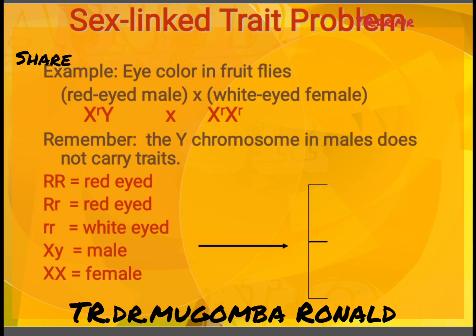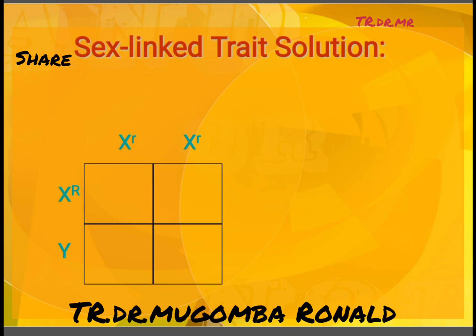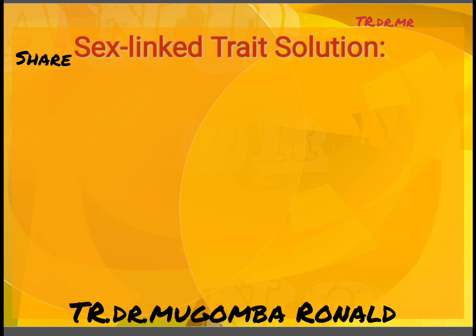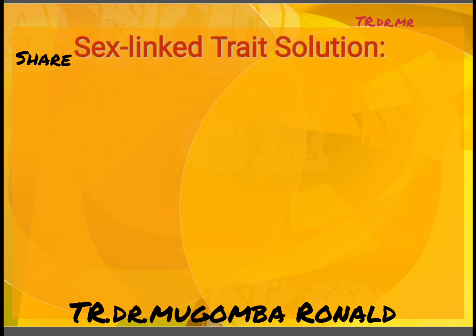Okay, there we are. So we can go ahead and see this cross here where we have a red-eyed male and a white-eyed female. There was an error, but now this is correct. Sorry, there was a typing error where we had small r here. The white-eyed female will be small r, and the red-eyed male will be capital R. Remember, the Y chromosome is genetically what? Empty. That one you should remember very well, that the Y chromosome is genetically empty.